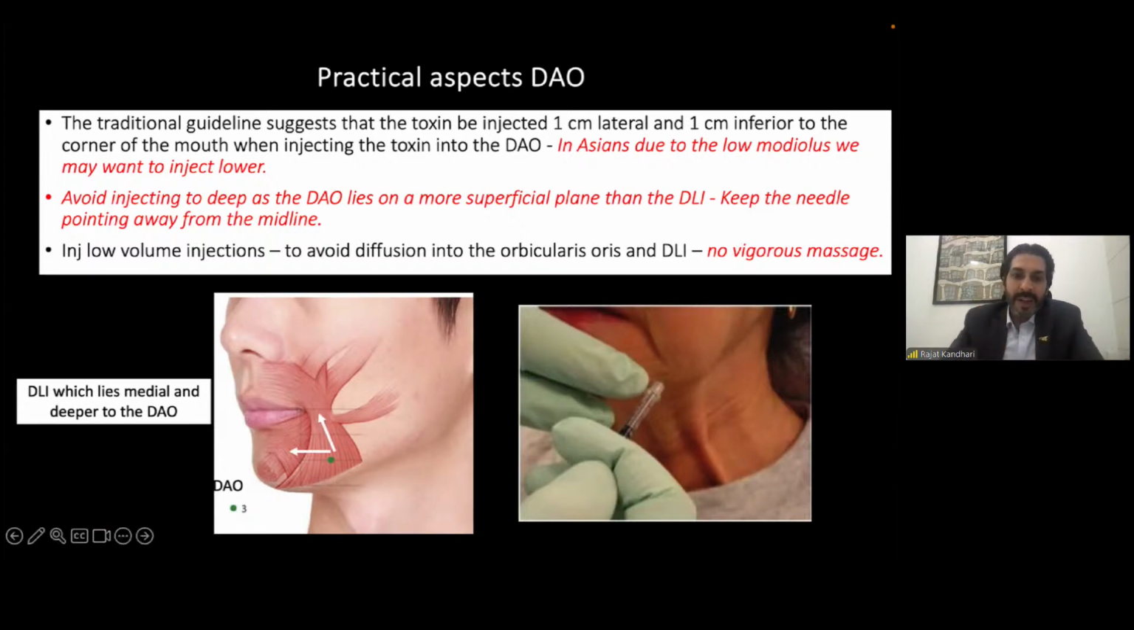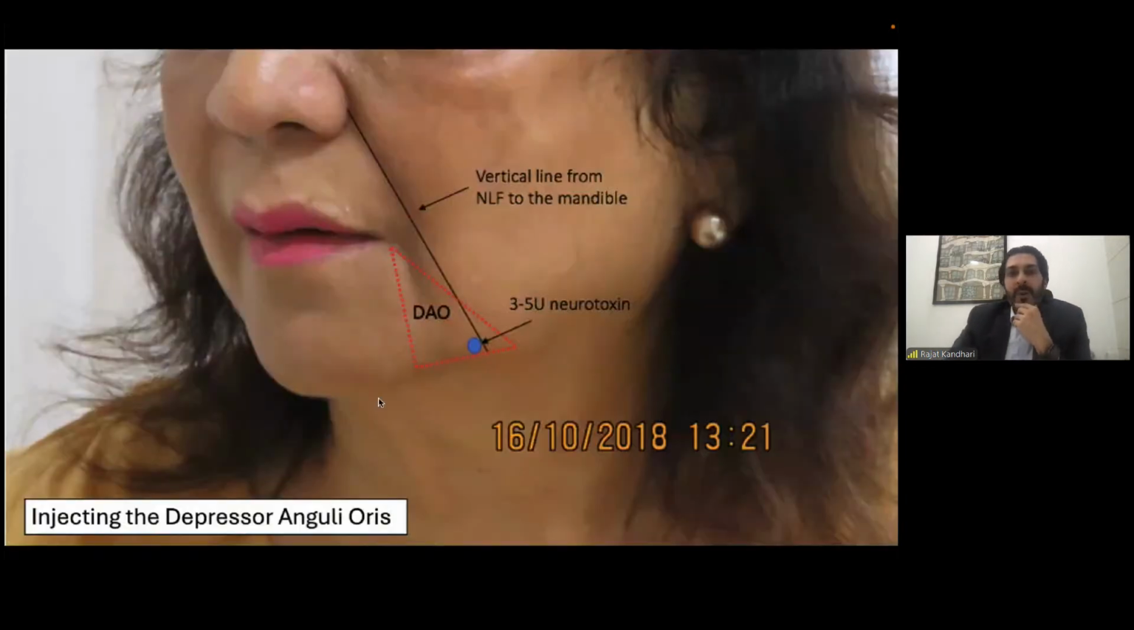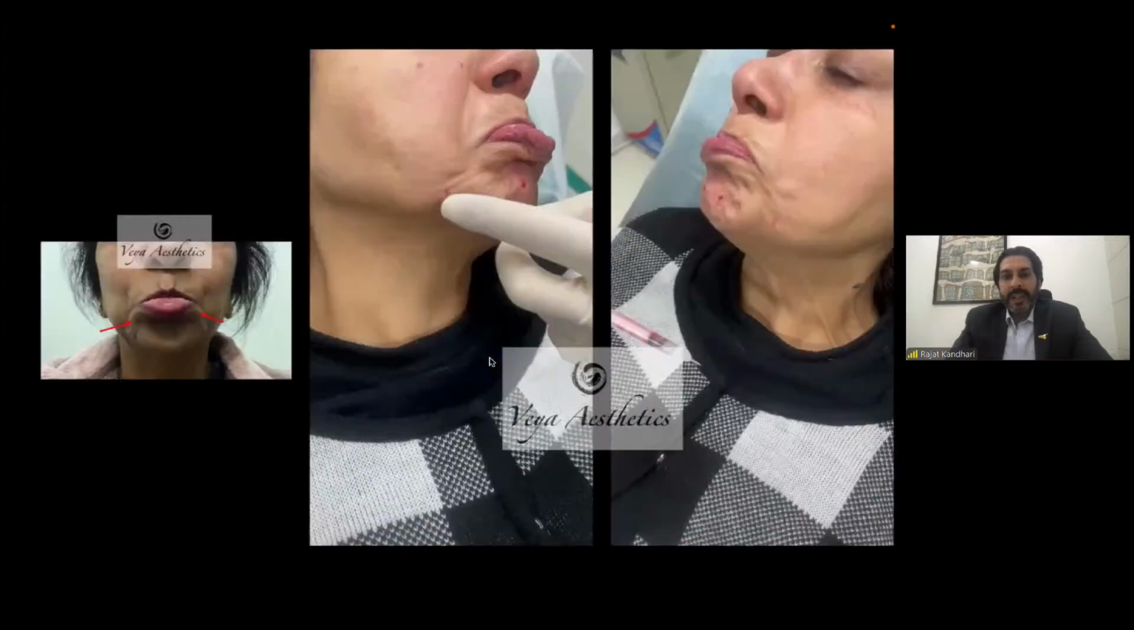Below the DAO lies the DLI. So when you're injecting this muscle, it's a good idea to be superficial and have your needle pointing away from the medial line, and no vigorous massage. As was already said, it's easy to identify it. Ask the person to evert the lower lip, and here you draw an imaginary line from the nasal ala onto the mandibular border. Just medial to that line is where you want to inject the muscle.